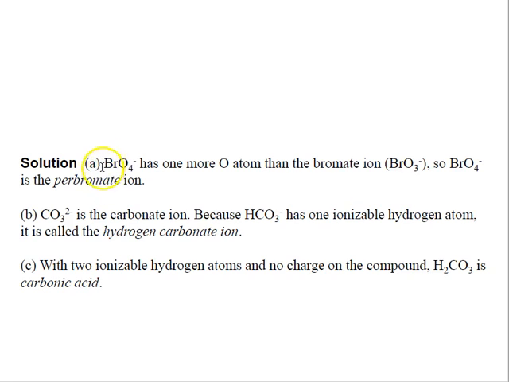So part A, BrO4-, has one more oxygen atom than the bromate ion. Bromate is BrO3-. So since it has one extra oxygen, you're going to give it a per- prefix. So it'll be perbromate ion. In the next example, this is stemming from CO3 2-, which is our polyatomic carbonate ion. We have one hydrogen added to that, and so you just state hydrogen. So this would be hydrogen carbonate.